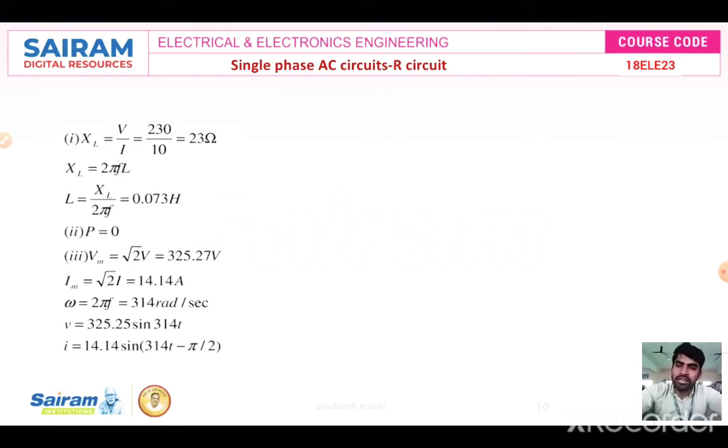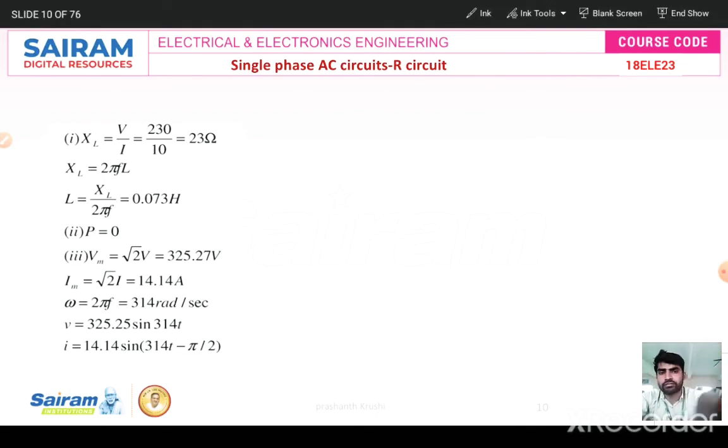So the solution will be: XL is equal to V by I, 230 divided by 10, which is 23 ohm. XL is equal to 2 pi fL. L is equal to XL by 2 pi f, which is 0.073 Henry. We got L is equal to 0.073 Henry.